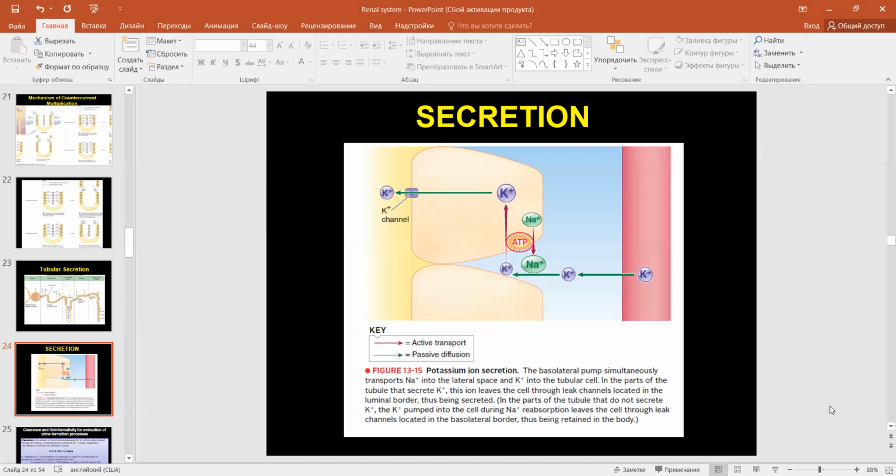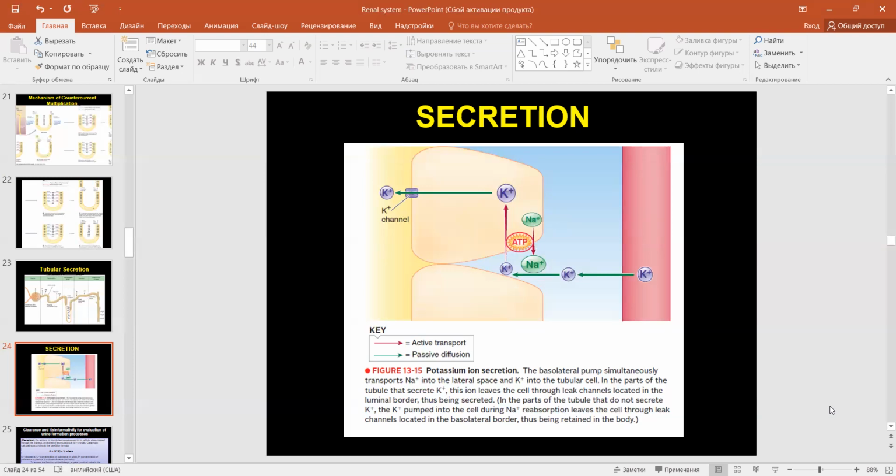Because potassium secretion is linked with sodium reabsorption by the sodium-potassium pump, why isn't potassium secreted throughout the sodium-reabsorbing segments of the tubule instead of taking place only in the distal parts of the nephron? The answer lies in the location of the passive potassium leak channels. In the distal and collecting tubules, the potassium channels are concentrated in the luminal membrane, providing a route for potassium pumped into the cell to exit into the lumen, thus being secreted.